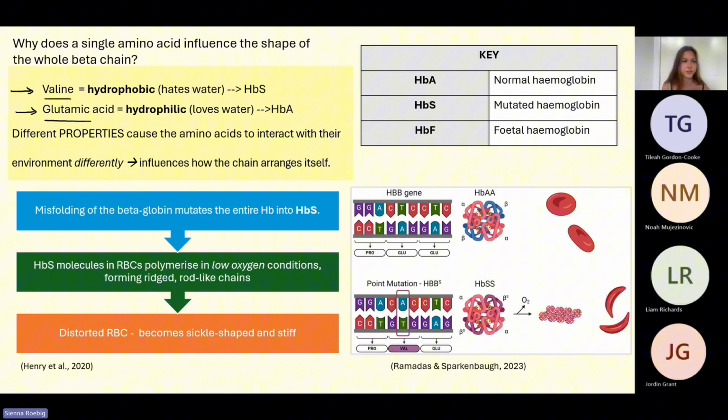So why does it fold differently? Well, valine and glutamic acid have different properties, and these different properties cause the amino acids to interact with their environment differently, influencing how the chain arranges itself. Misfolding of the beta globin mutates the entire hemoglobin into HbS. HbS molecules in the red blood cells polymerize in low oxygen conditions, forming rigid rod-like chains, distorting the red blood cell into a sickle shape.